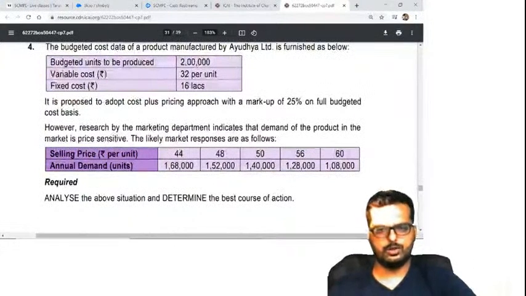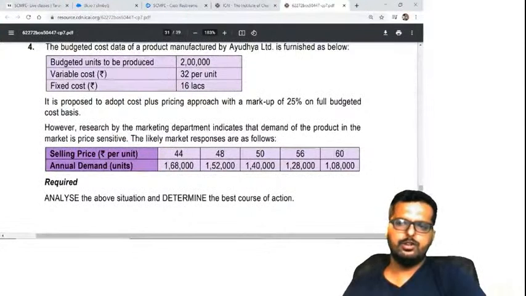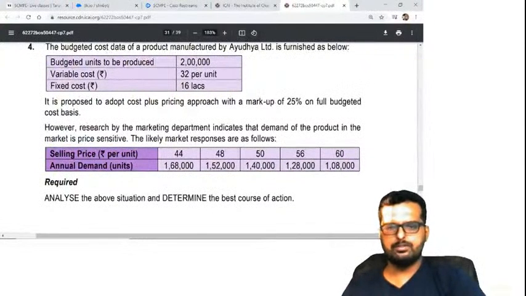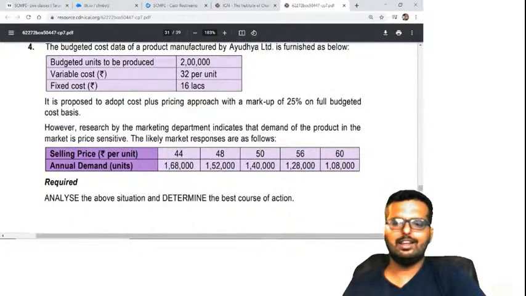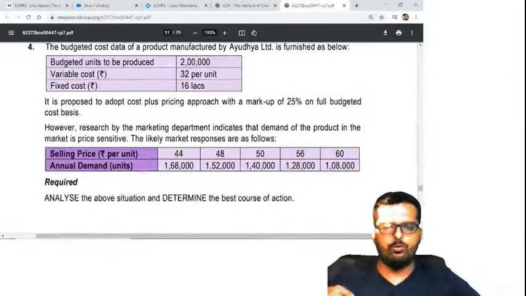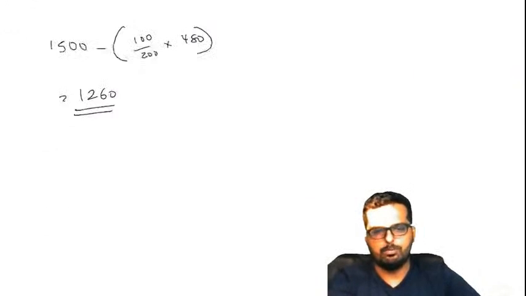Alright friends, shall we do this together now? In this question they have given the variable cost and the fixed cost. It is proposed to adopt cost plus pricing with a markup of 25% on the full budgeted cost basis. However, the R&D says that selling price and demand will keep on changing. So first let us find out the selling price based on cost plus pricing. So write down working note number 1.